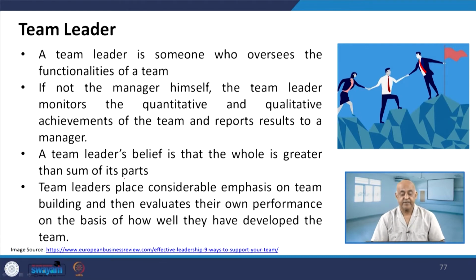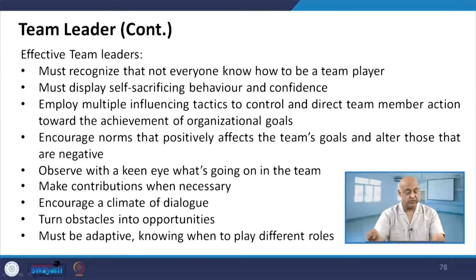A team leader is someone who oversees the functionalities of a team, and if not the manager himself, the team leader monitors the quantitative and qualitative achievements of the team and reports the results to a manager. A team leader's belief is that the whole is greater than the sum of its parts. So team leaders place considerable emphasis on team building and evaluate their own performance on the basis of how well they have developed the team. So that is the team leader's role.